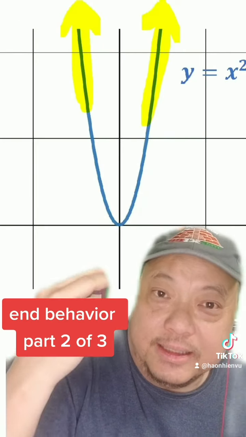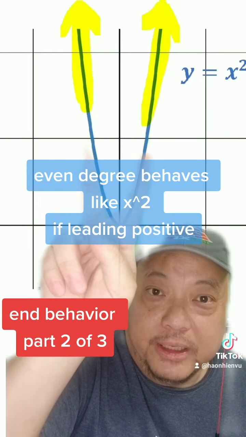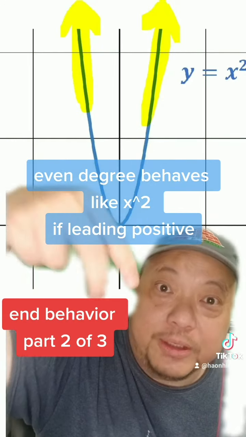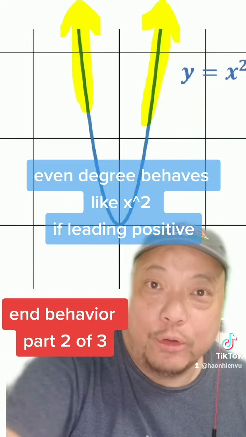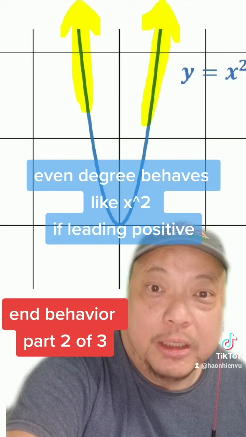So the idea is even degree polynomials behave like x squared, except that if the leading coefficient is negative, then it got flipped around and points down on both ends. Next, part 3, I'll talk about odd degree polynomials.